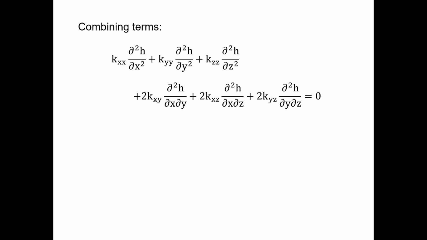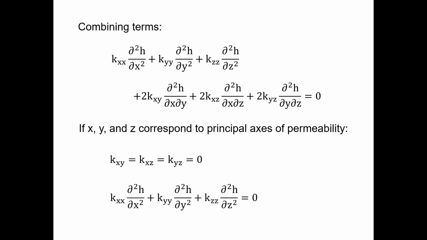But if we remember back to our previous lecture on Darcy's law in multiple dimensions, if x, y, and z correspond to the principal axes of permeability, then the off-diagonal terms go to 0. And we are left with this expression, much simpler. So those last three terms up here in this first equation, this one, and this one go away. And we're left with this simple equation.